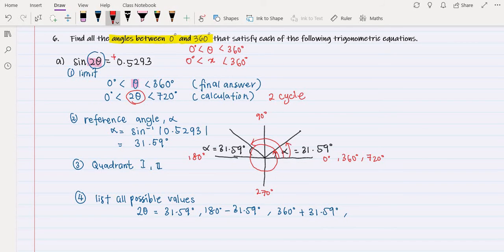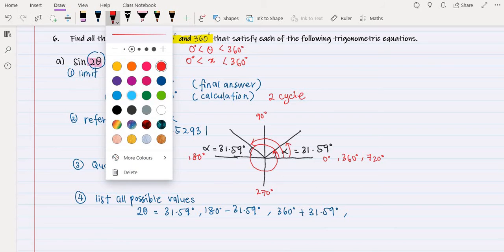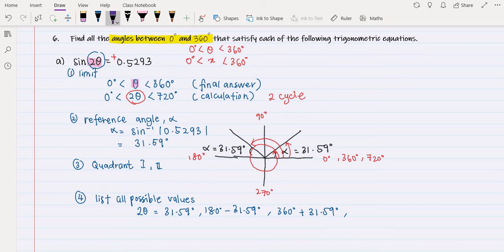Okay, and then for the second angle in the second rotation, I'm going to use a different color. So we are going to have from 0 degree, one full rotation, and then we are going to the angle in the second quadrant, and that is actually we will have 540 degrees minus 31.59 degrees.